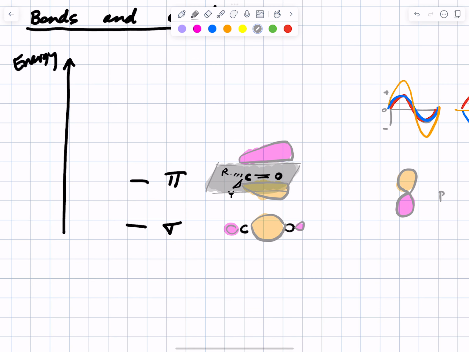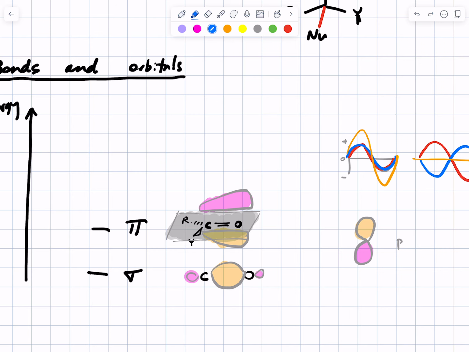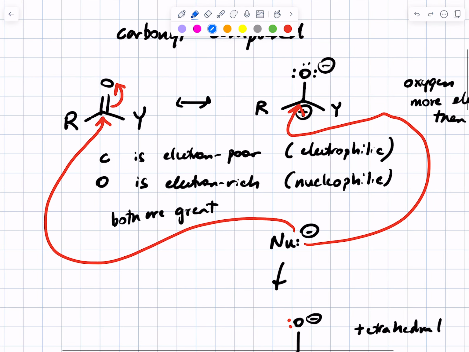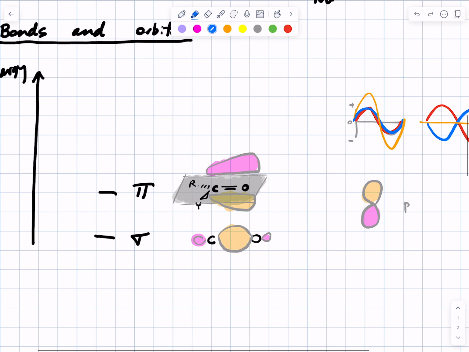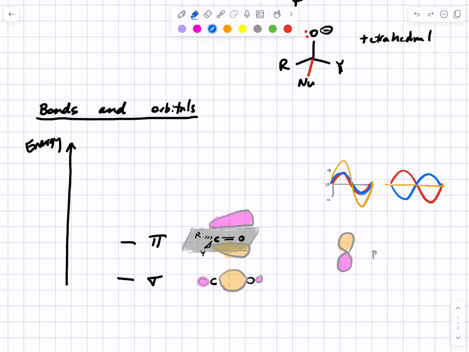In any case, what we learn is that the electrons in the pi bond are leaning towards the oxygen. Now that tells us exactly what we learned before from resonance, that the oxygen is electron rich. Okay? Now, the second thing we need to do, I'm just going to redraw the carbonyl compound up here.